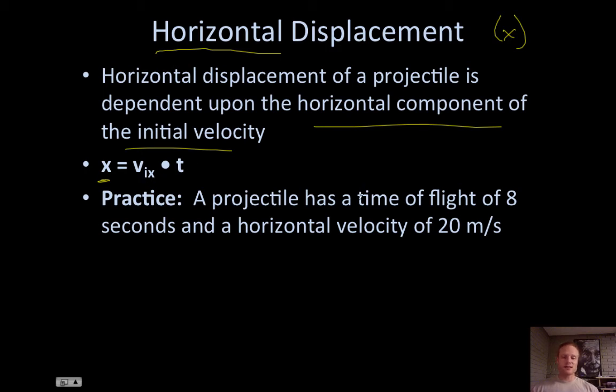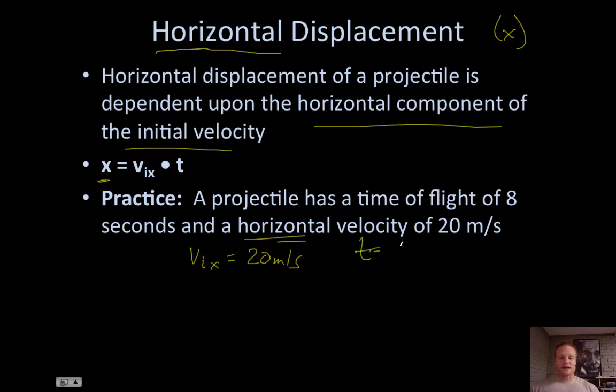So here's just a practice problem for you. A projectile has a time of flight of 8 seconds and a horizontal velocity of 20 meters per second. So they've broken this into components already. Basically, they're saying v sub i x equals 20 meters per second. And if you're asking how do you know that, when they say horizontal velocity, that's a big giveaway. They're talking about the velocity in the x direction. So v sub i x is 20 meters per second.